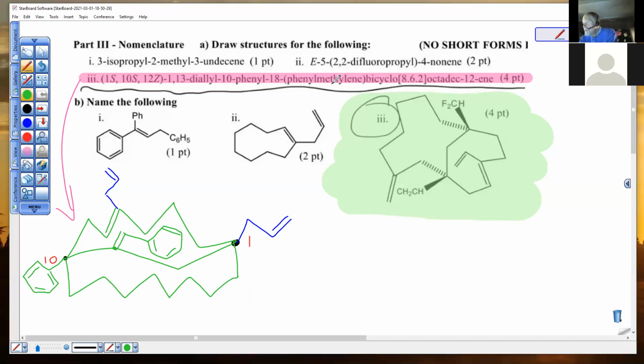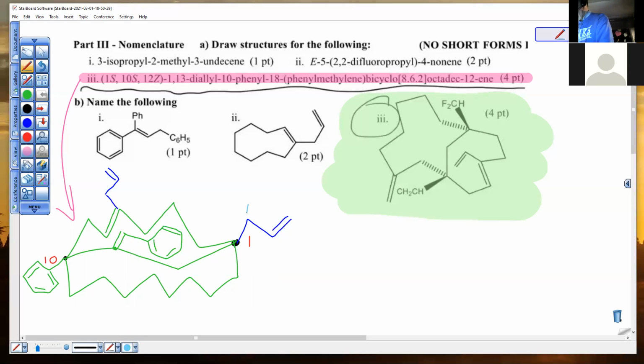Last thing to do would be the two stereocenters. We need an S on 1, which is over here, and we need an S on 10. One at a time, everybody. The priorities go on 1. We'll start with 1. Do the priorities in baby blue over here.